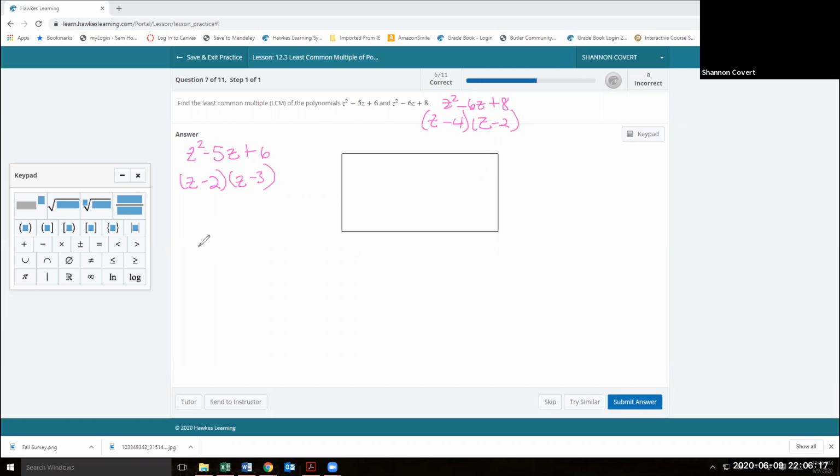And it's a little bit weird, I'm just going to call it polynomial number 1 and polynomial number 2, but we're going to go ahead and list out the factors similar to what we did when we had the integers. So z minus 2, z minus 3 for polynomial number 1. Polynomial number 2 had z minus 4 times z minus 2.